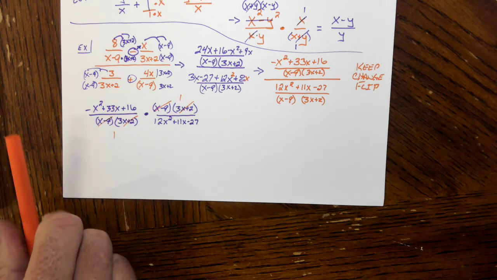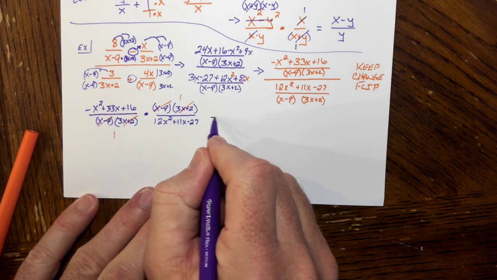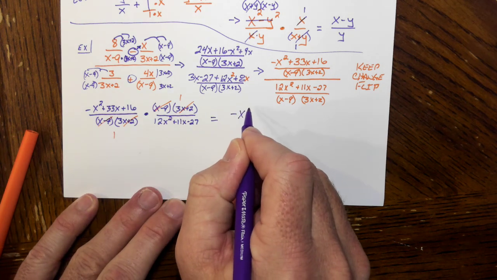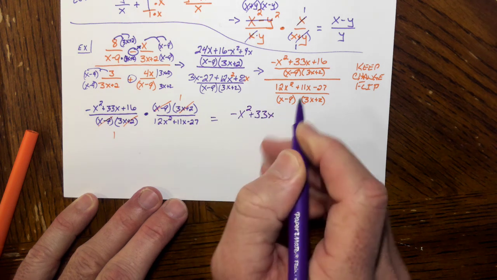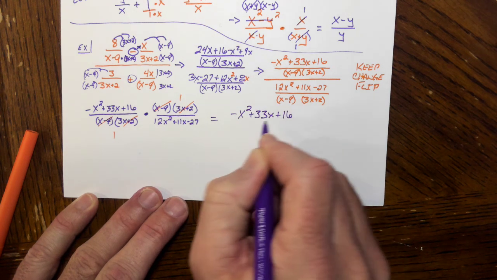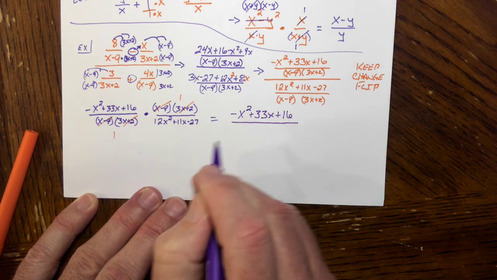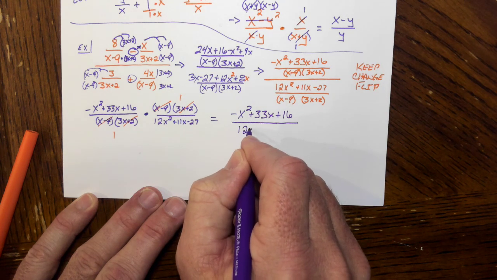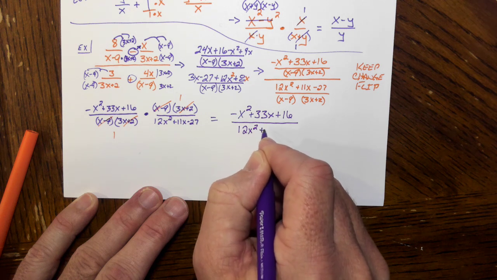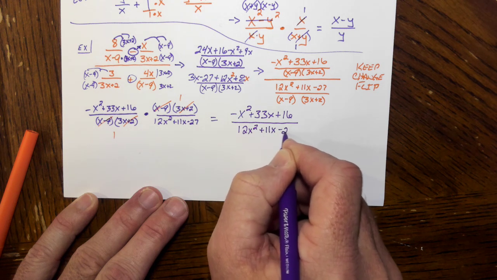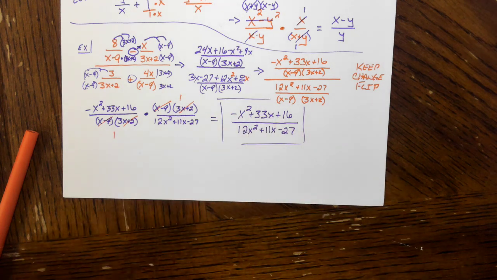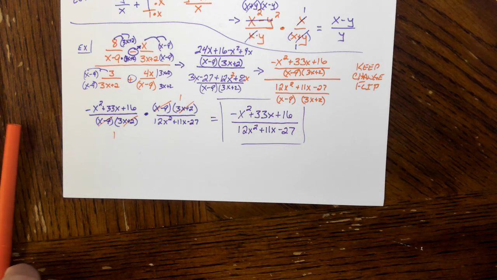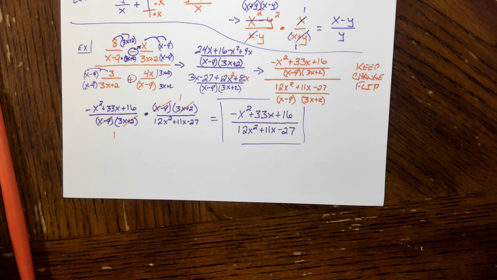So your final answer on this is going to be negative x squared plus 33x plus 16 all over 12x squared plus 11x minus 27. So yeah, don't make it harder when you have to. Find the easiest one to factor. All right. A little lengthy in notes, but I hope it's worth it.